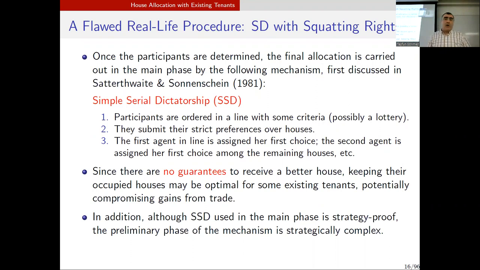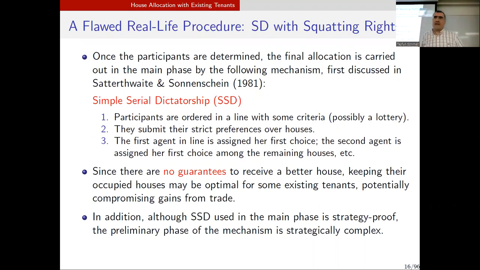Now, because there is this preliminary phase, there is a bit of an issue. Because there are no guarantees to receive a better house, keeping their occupied houses may be optimal for some existing tenants, potentially compromising gains from trade, assuming that people know how to optimize this, by the way, right? Normally you cannot expect them to really know much about what will happen and make all these calculations. Typically, they will be even more hesitant to participate, right?